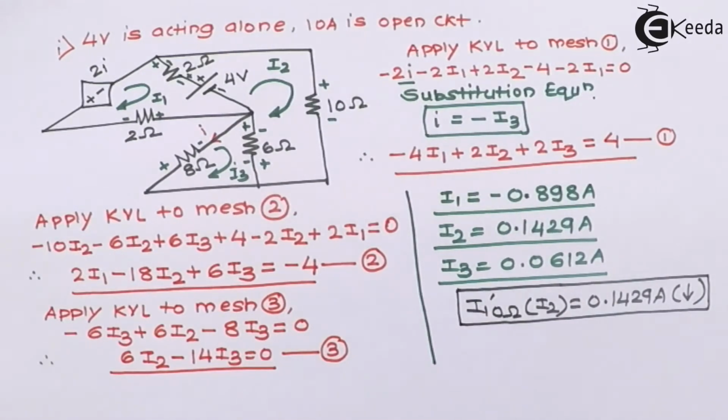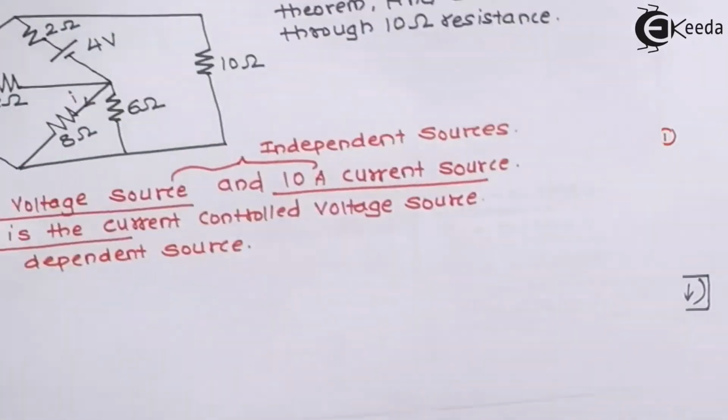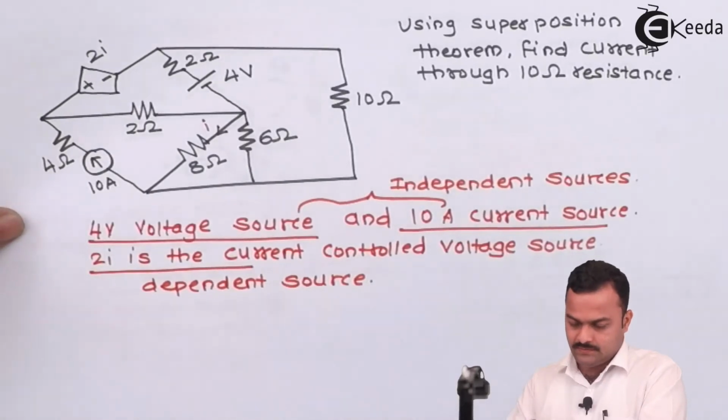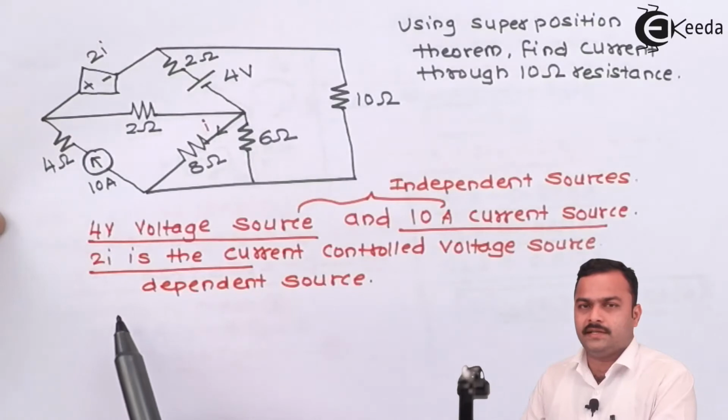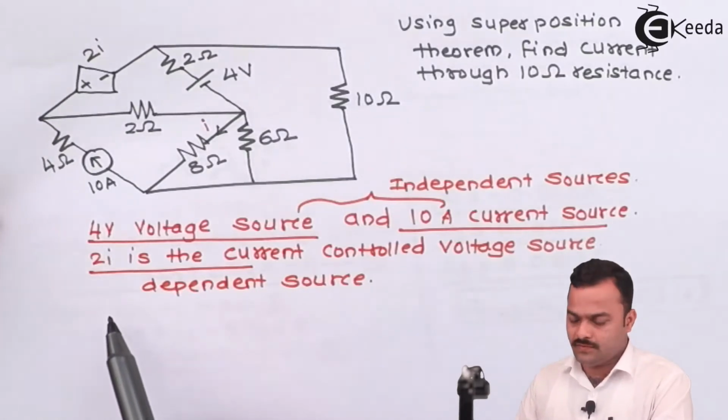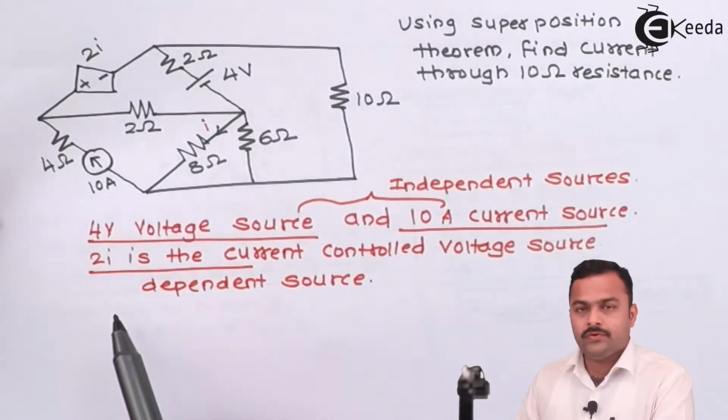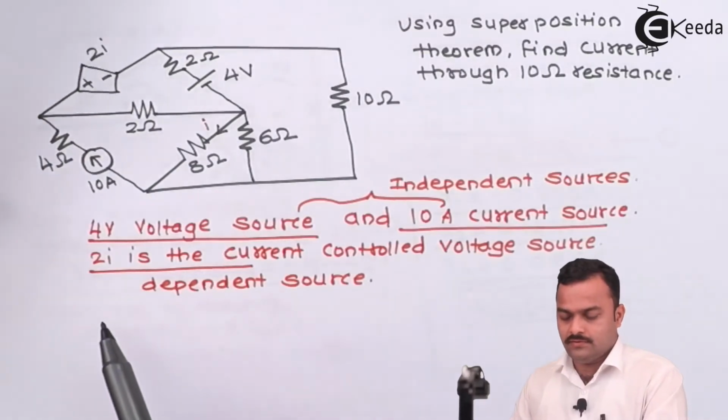Likewise, we have to solve for the other source, which is the 10 ampere source. In the second case we are considering the 10 ampere source. Whenever the 10 ampere source is acting, the 4 volt source needs to be replaced by its internal resistance, and the internal resistance of an ideal voltage source is 0, which implies a short circuit. So let's solve for the 10 ampere source.